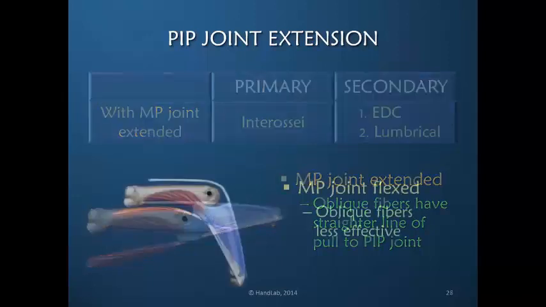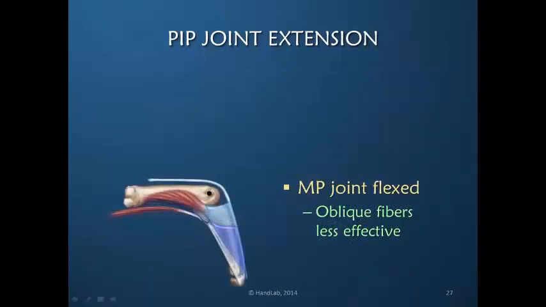But then let's think about the metacarpophalangeal joint being flexed. When the MP joint is flexed and there's a contraction of these muscles, the straight line of pull is through the transverse fibers and not the oblique fibers. So when the MP joint is flexed, the oblique fibers don't get as much power, and therefore the interosseous are not as dominant for interphalangeal joint extension with MP flexion. And in this position, the lumbrical becomes much more active.